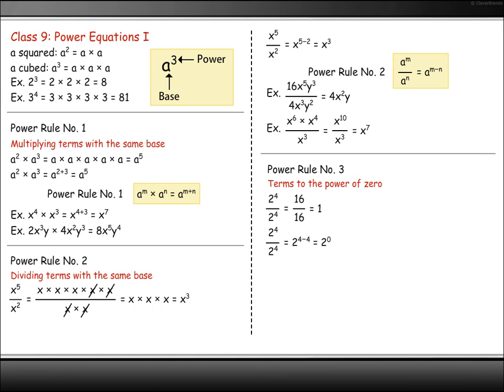Now both of these answers have to be the same. Therefore, 2 to the power of 0 equals 1. In fact, any number to the power of 0 is 1. This is power rule number 3. For example, evaluate a half to the power of 0. The answer is 1 because any number to the power of 0 is 1.